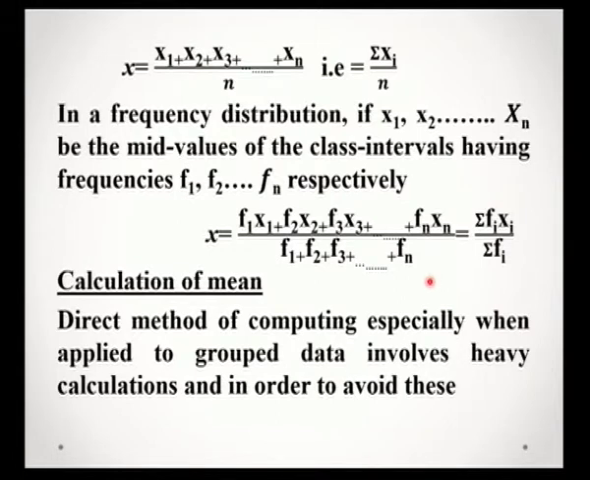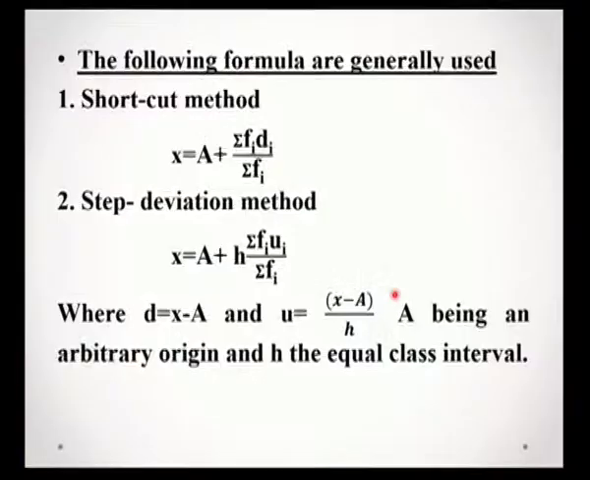Now, let us come to the calculation of this arithmetic mean. There are methods to calculate this arithmetic mean. If you apply this arithmetic mean calculation directly to a grouped data, then it will be very complex, very difficult. So some technical short methods are there to calculate the arithmetic mean. Those short methods are two types. The first one is shortcut method and the second one is step deviation method.